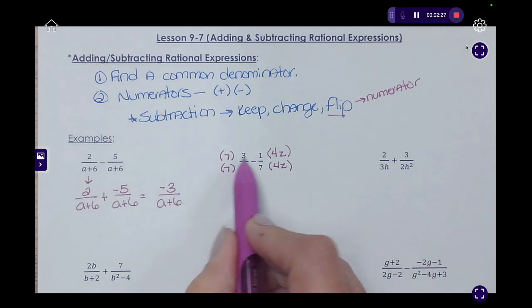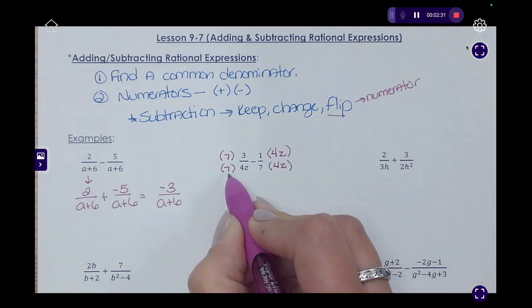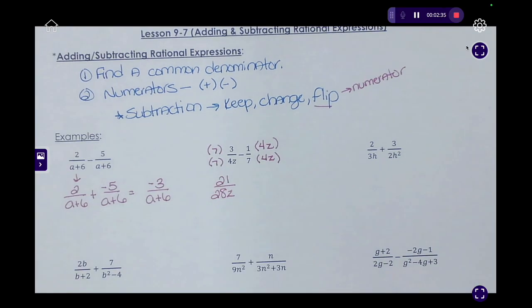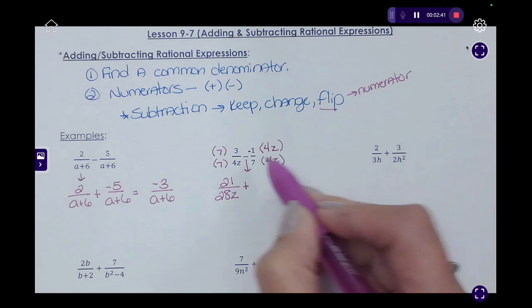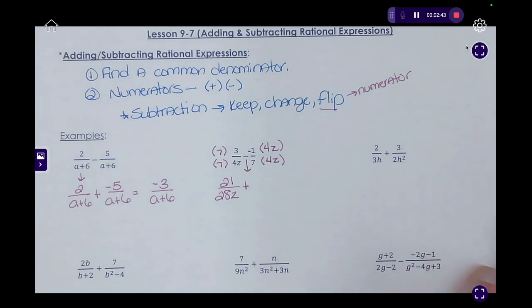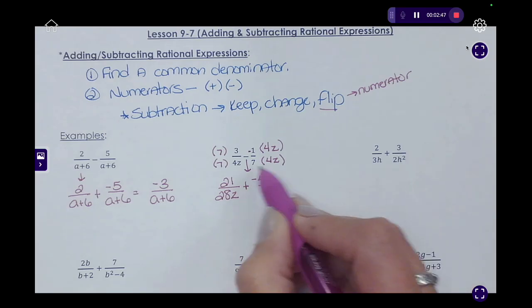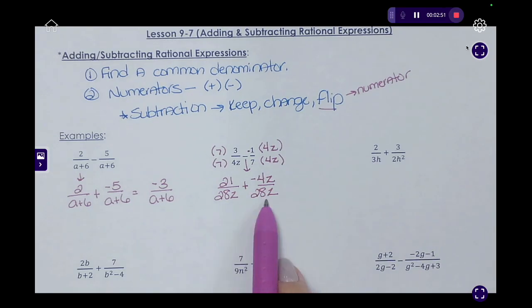So right here, 7 times 3 is 21. On the bottom, 7 times 4z is going to give me 28z. Remember, I am going to change subtraction to an addition, and this becomes the opposite. So that's really a -1 times 4z is a -4z. On the bottom, 7 times 4z is the 28z. So now I have a common denominator.